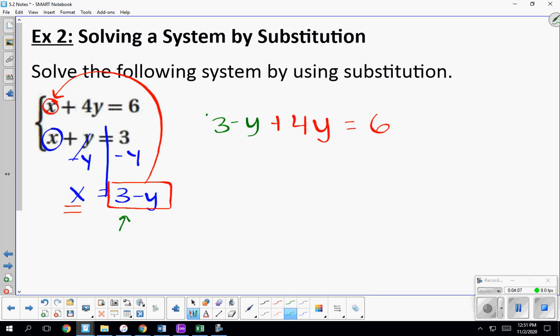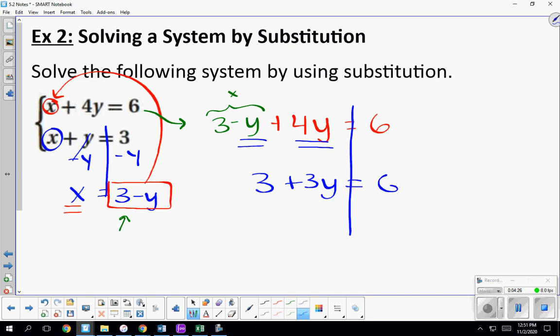So again, remember, all of this was equivalent to x. So this is my original equation here, x plus 4y equals 6. And now I have one equation with one variable, so I'm going to simplify. So this says I'm going to have 4 y's, and I'm going to take away 1 y. So I get 3 plus 3y equals 6. And then if I just use inverse operations to isolate the variable, I'm going to be left with 3y equals 3. And finally, dividing by 3, I get that y equals 1.